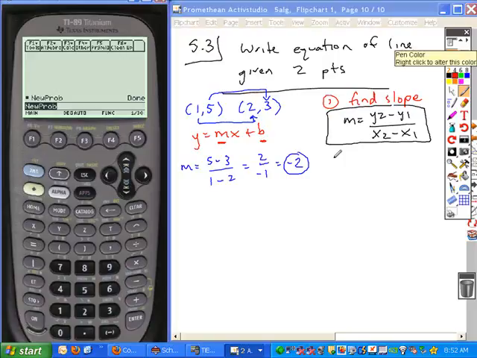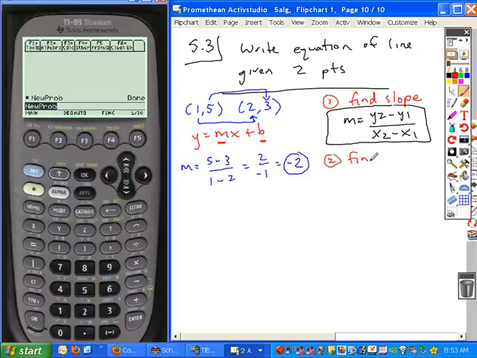You guys remember how to find the y-intercept? You're going to plug in your values for m, x, and y, and then you're going to solve for b. So you're going to take this equation, y equals mx plus b. We're going to plug in a value for the x, the y, and the m.